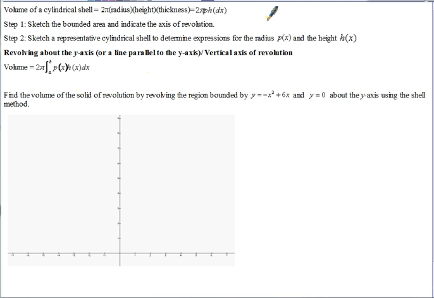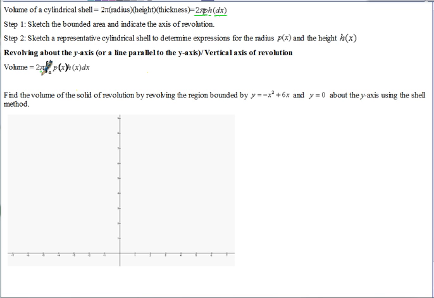So the formula using the shell method really comes from the same thing as the surface area of a cylinder. You've got 2 pi times, in this case we're calling the radius p, times the height times dx. So that's what we have in our formula for the volume.